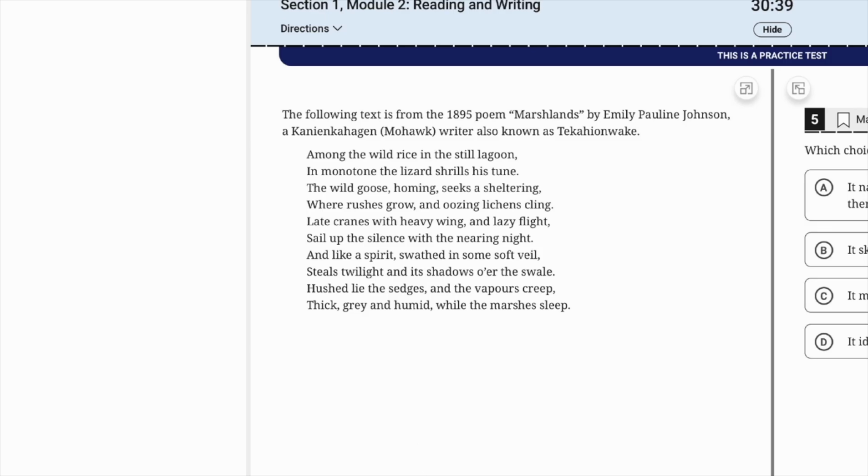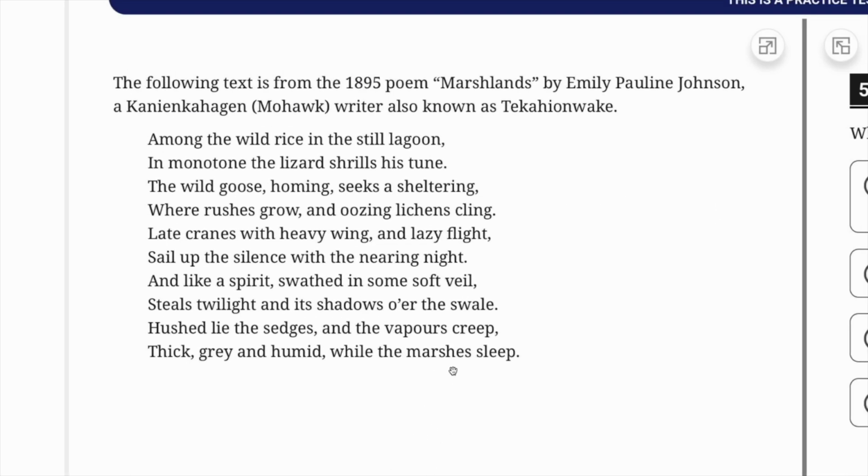The overall structure of the text. Whether it's a poem or a regular old paragraph, with the structure questions, I always like to think of going from something to something, because there's only so much structure you can generally have with these kinds of short passages. And so we have this poem called Marshlands.